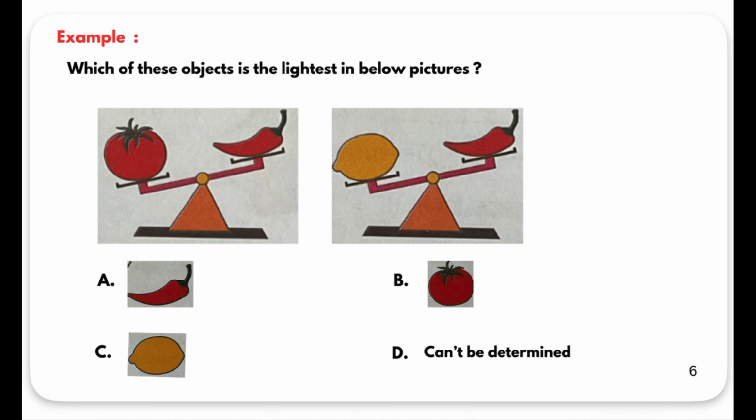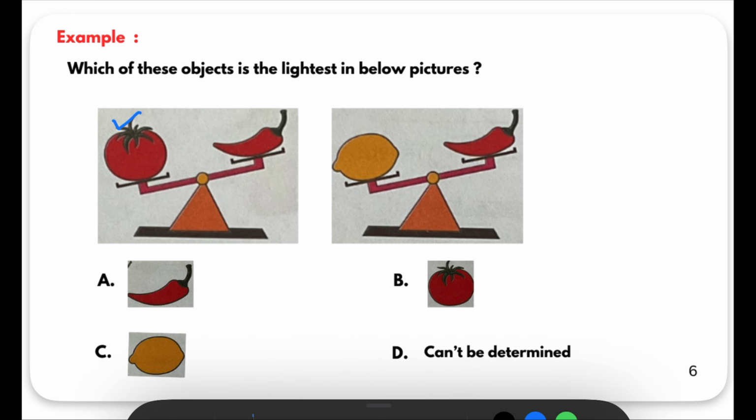See this example. Which of these objects is the lightest in the below pictures? In the first figure, tomato is heavier than chili, right? And in the second figure, lemon is heavier than chili. So chili is the lightest. So option A is the correct answer.